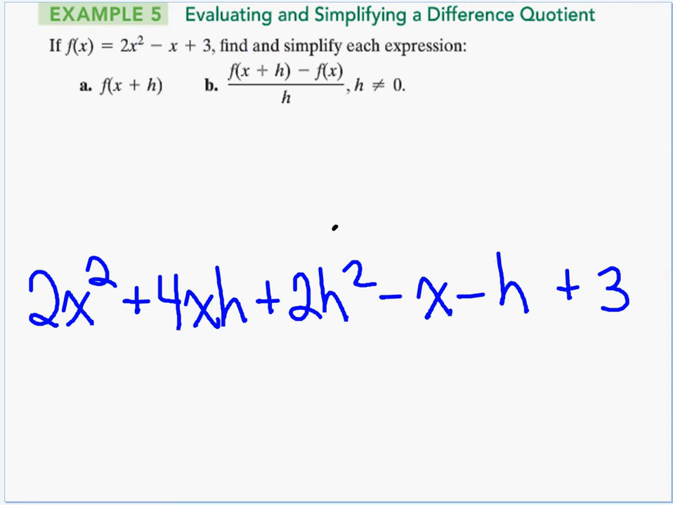So let me see here. I'm going to switch back to black ink. I'm going to recopy this because I have to write it a little bit smaller, because we have to do this minus part after it.